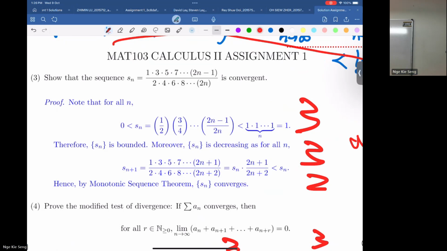I think the rest is okay. Actually, I'm quite happy to see your answers for this question, because some of you really found the limit of this sequence, which is 0. Some of you used the squeeze theorem, and you played around with this sequence here.